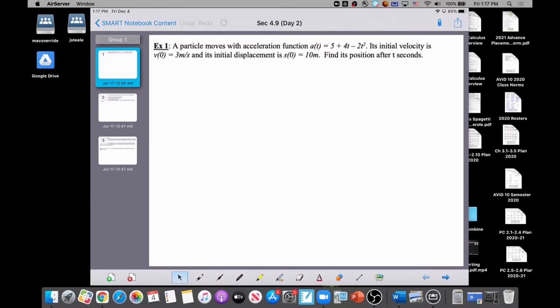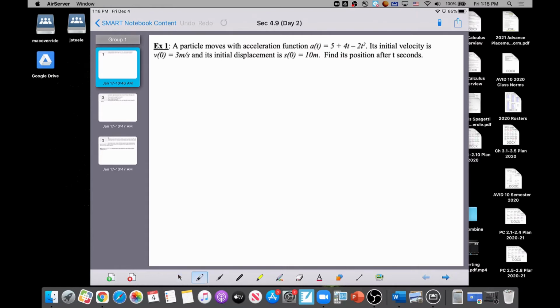There's an initial condition that will help us solve for c. And its initial displacement is s of 0 equals 10. There is an initial condition that will help us solve for c in our position function. Find its position after t seconds. We're going to have to do two antiderivatives because we are given acceleration and asked to find position. First we find the antiderivative of acceleration, which would be velocity. Then we find the antiderivative of velocity, which would be position.